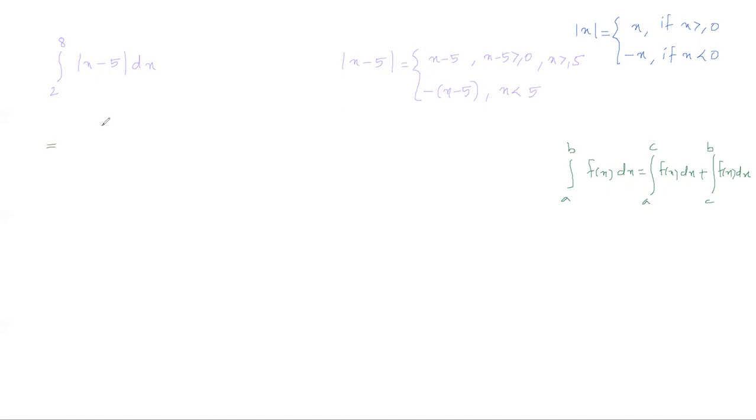This equals integral 2 to 5, when x is less than 5, it is minus of (x minus 5) dx, plus integral 5 to 8, when x is more than 5, modulus of x minus 5 is x minus 5 itself, dx. The rest you can do because it's the same as the last case. I will just tell you the answer. The answer will be 9. You have to complete this.